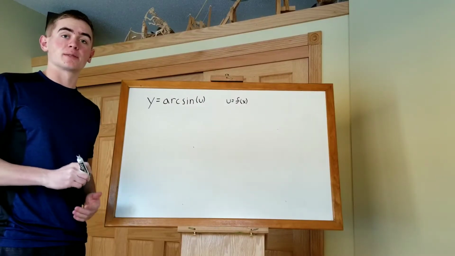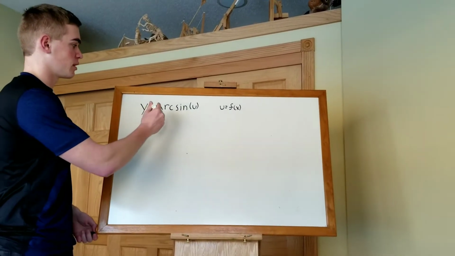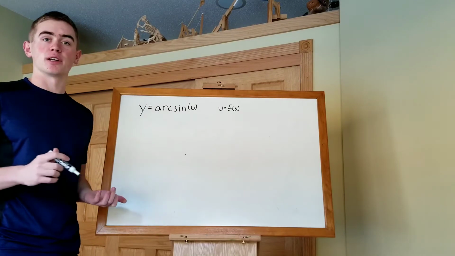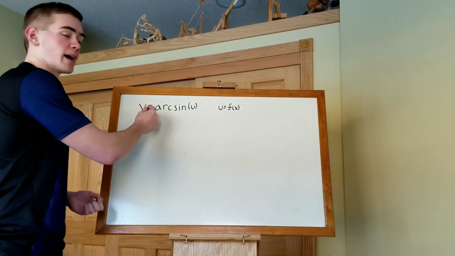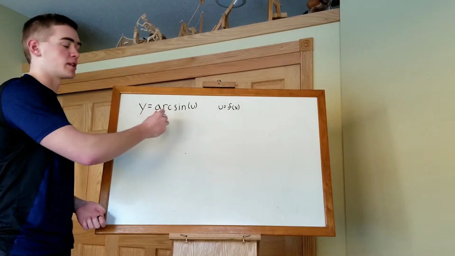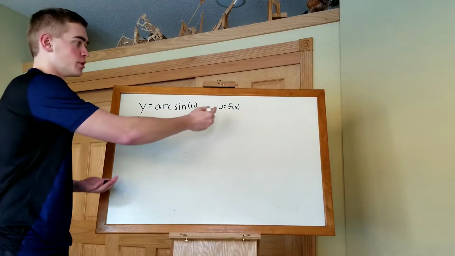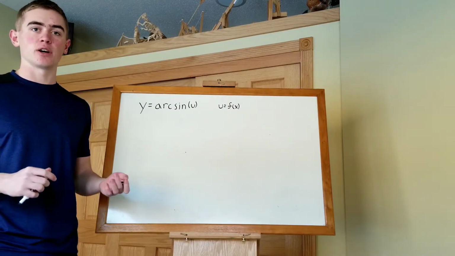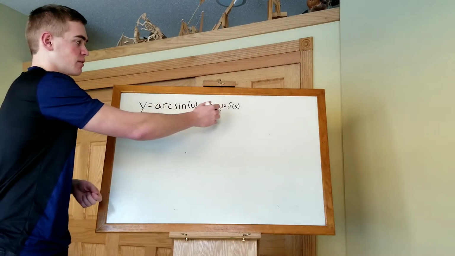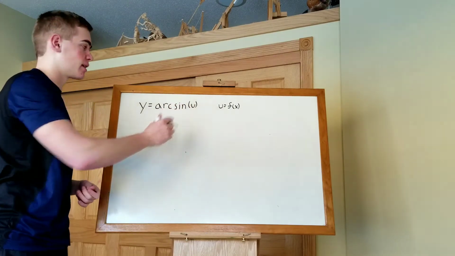So today I'm going to be explaining why the derivative of arcsine is what it is and kind of the process of deriving it. So right off the bat, I have the function y equals the arcsine of u, where u is some function of x. So this could be x squared, it could be e to the x, could be cosine of x, pretty much any function of x that can be plugged in there.